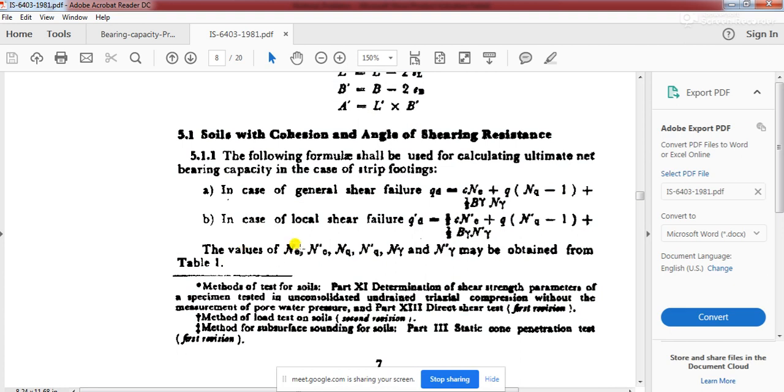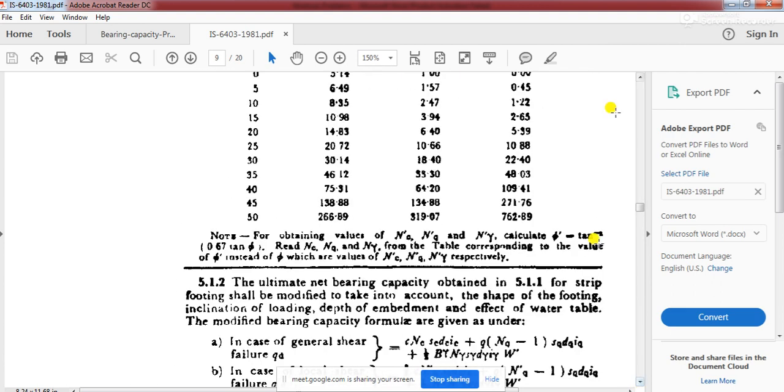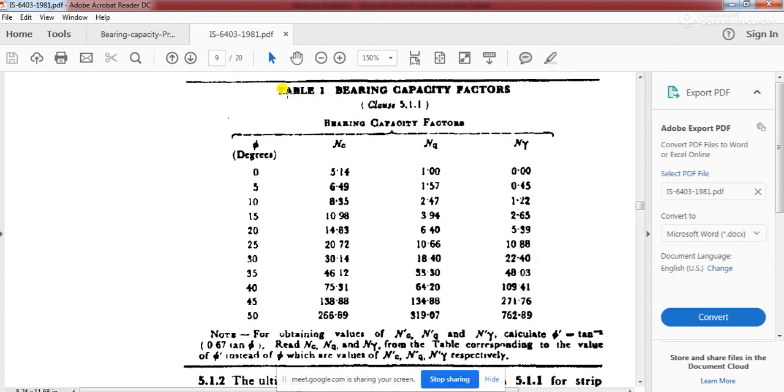So now how do you get these values of Nc, Nq, N gamma? These values can be obtained from Table 1, which is given in the Indian Standard Code. If you go a little down in this code, you will get Table 1 just below this. This table gives bearing capacity factors for phi. If phi is changed to phi m, then considering the value of phi m, you calculate the values of Nc, Nq, N gamma, and those will become your Nc dash, Nq dash, and N gamma dash.